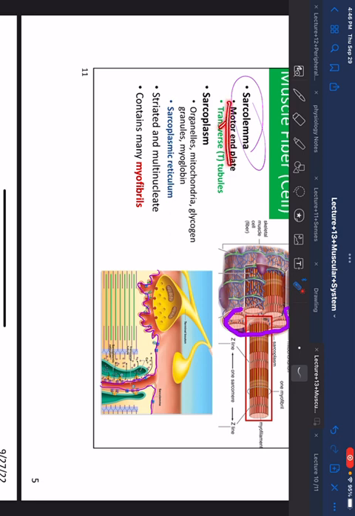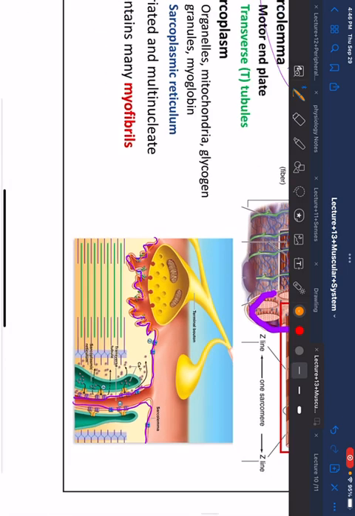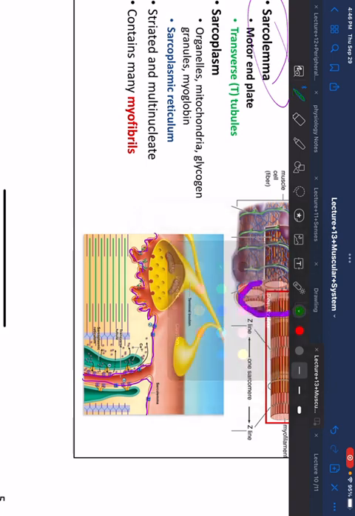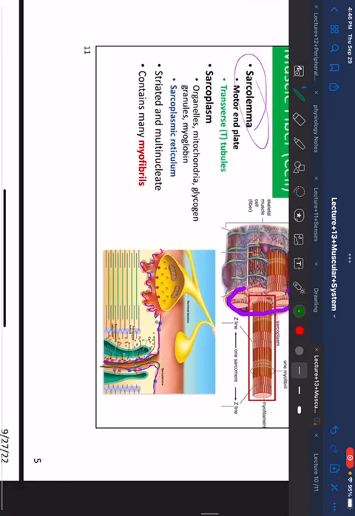The motor end plate of the sarcolemma is the part of the plasma membrane that will be in communication with the axon terminals of a neuron. And then transverse tubules, or T-tubules, are the part of the sarcolemma that invaginates inwards. And these T-tubules will eventually carry the action potentials deep into the muscle fiber.